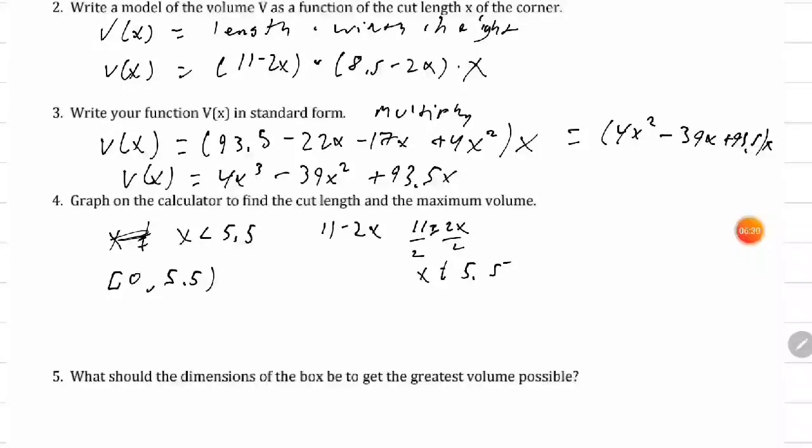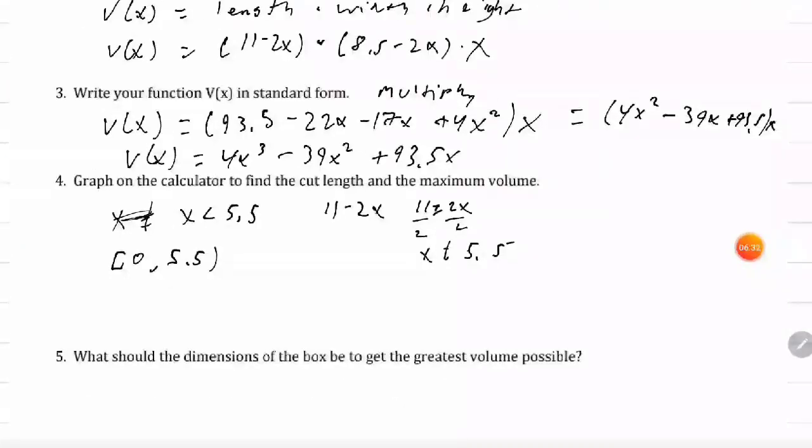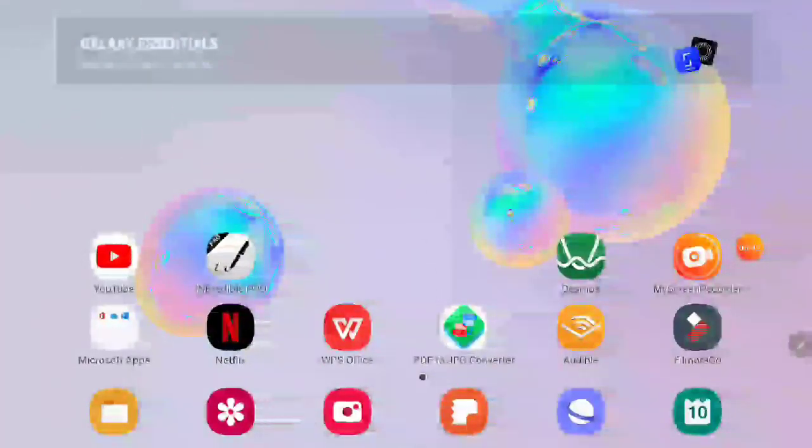Let me pause the video really quick. Alright, I paused it, and now I'm going to go to Desmos. Just in case you haven't seen this program, it looks like that. It's free and graphs things for you. The free part is always nice. So here's my graph. I typed it in already: 4x cubed minus 39x squared plus 93.5x. And I'm looking between 0 and 5.5.